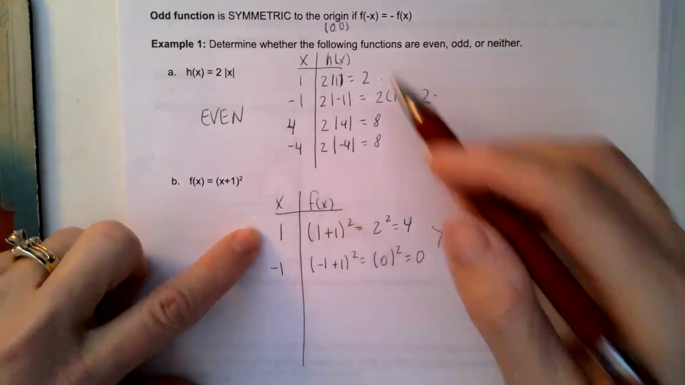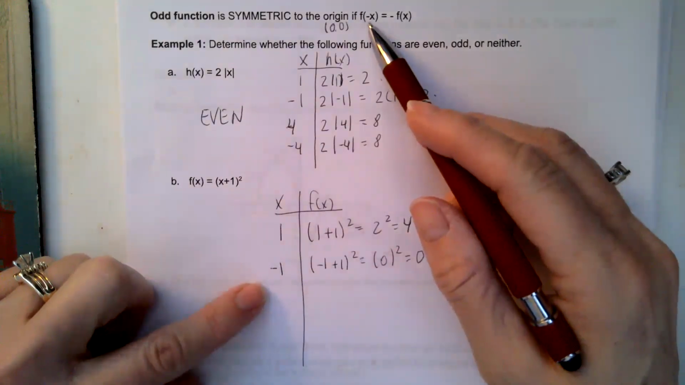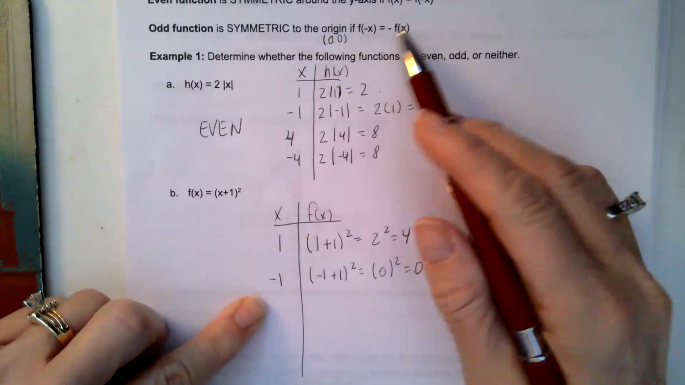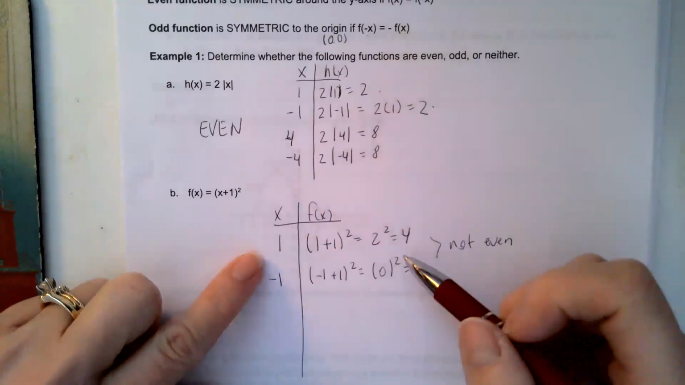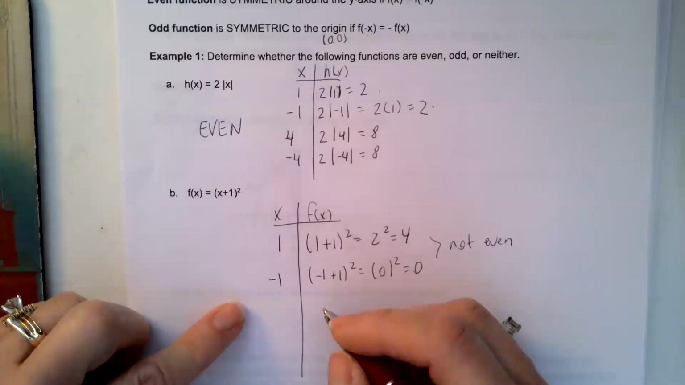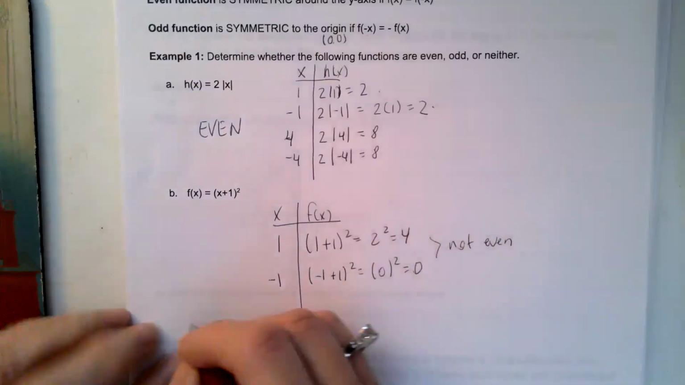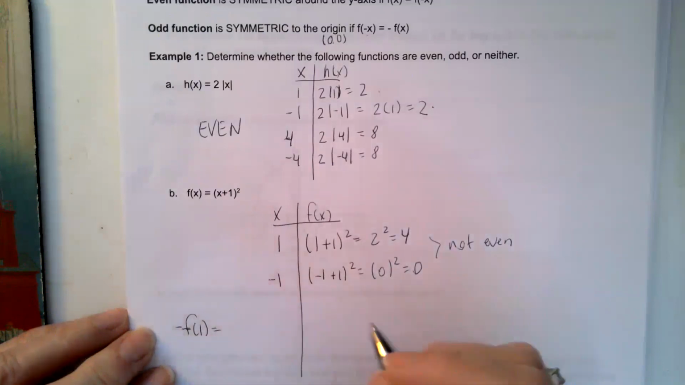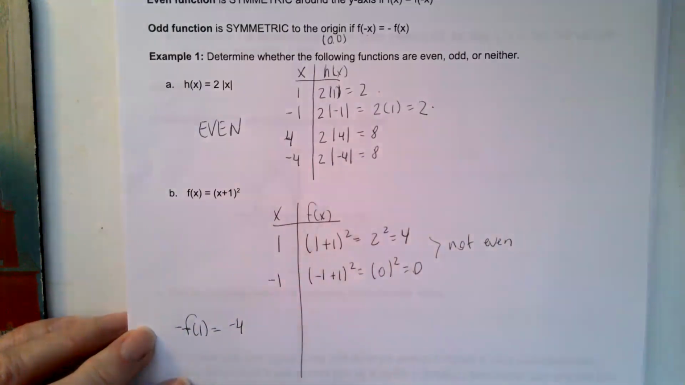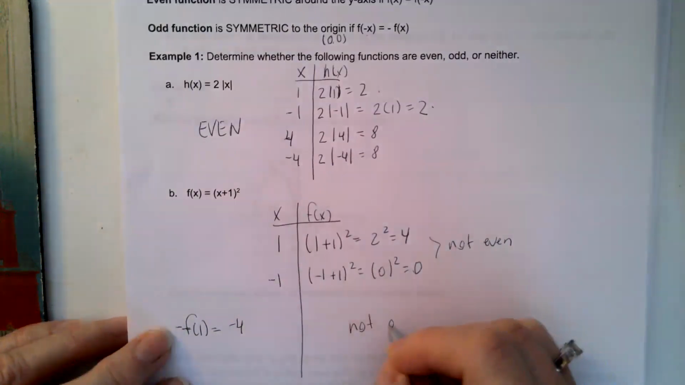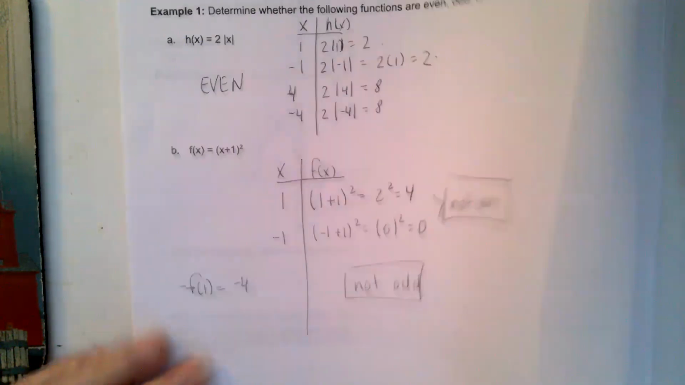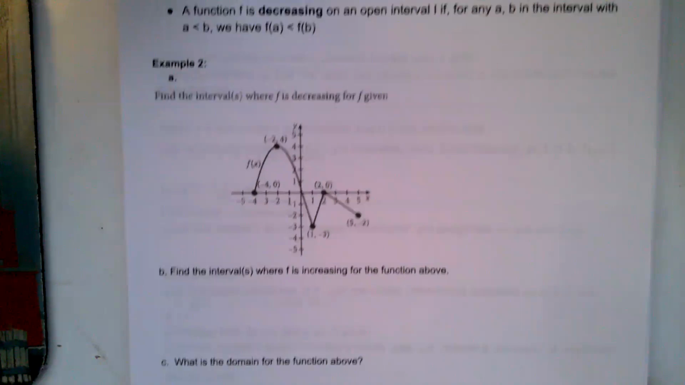And we put in 1, so the opposite of 1 gave us 0. If it's odd, then the negative of f of x would also be 0. But the negative of f of 1 would be a negative 4. So they're not odd either. So it's a neither. Try it out with inputting some values.